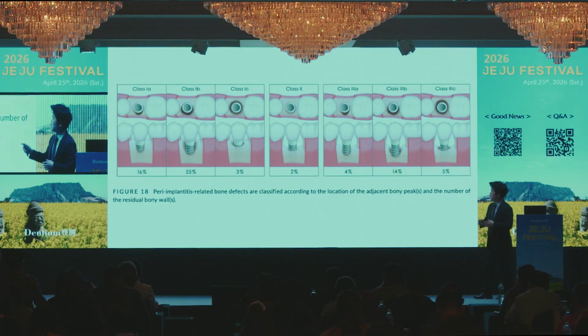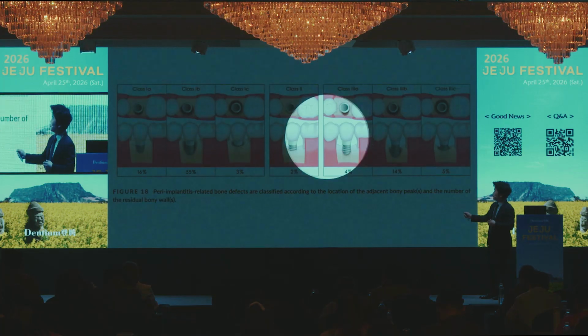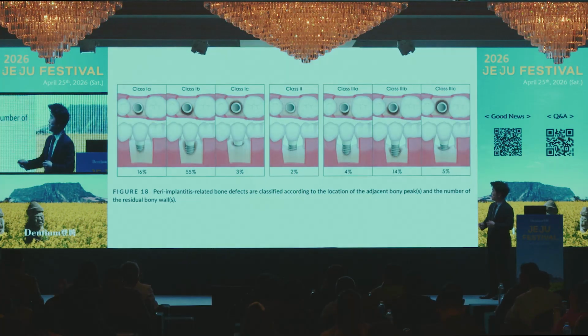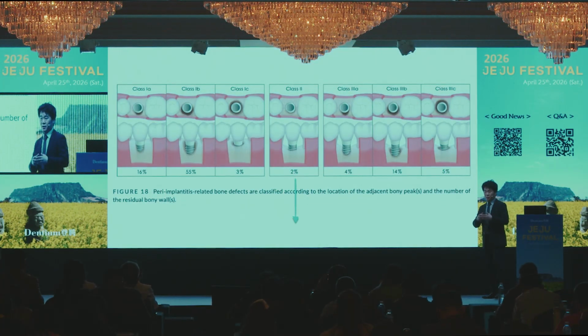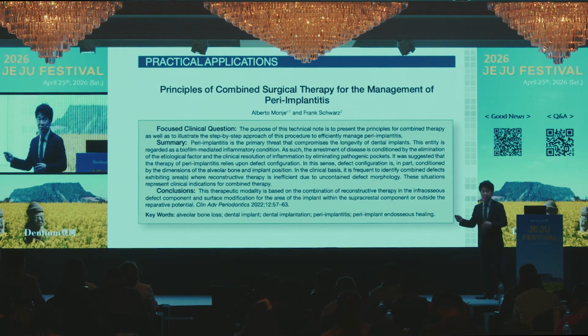So this illustration is helpful for us to understand the defect area. Class 2 is horizontal. So most papers recommend that class 2 be rejected. So this article is about the combined therapy.